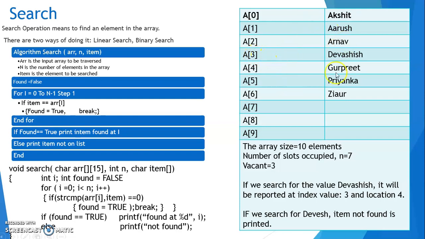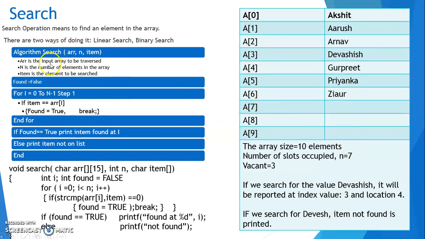But if we talk in terms of a layman, the index number indicates the location in the array, but the actual location for a layman who doesn't know what an array is will be the index number plus 1, which is 4, as given here. If we search for the value Devashish, it will be reported at index value 3 and location 4. Similarly, if we look for the name Devesh, we will match with Akshit, Arush, Arnav, Devashish, Gurpreet, Priyanka, Zior, the whole list, and then we will say that the name Devesh is not present in the list.